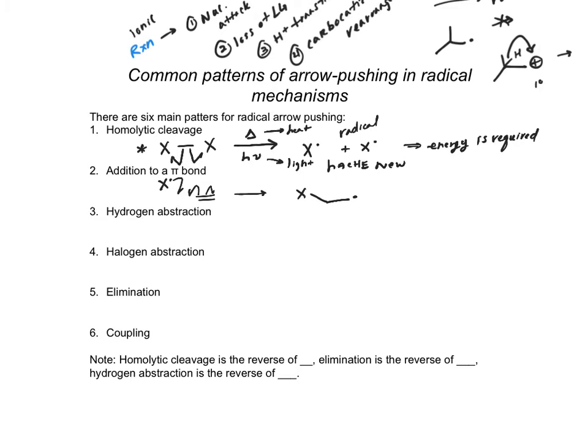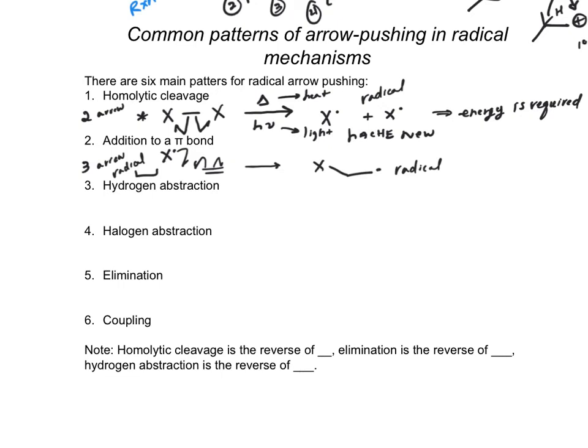Okay, so again, this is addition to a pi bond. Note that it uses three arrows, three fish hooks, and we enter with a radical, and we leave with another radical. So a radical generates another radical. This one only used two arrows up here.